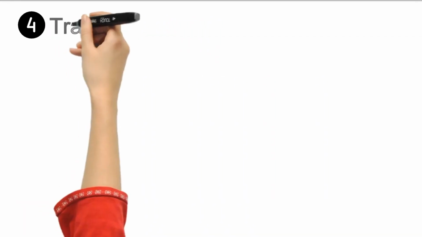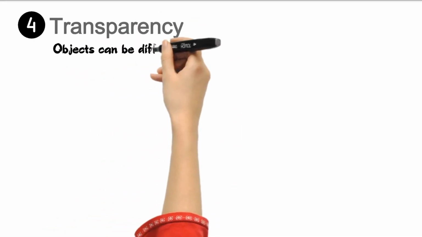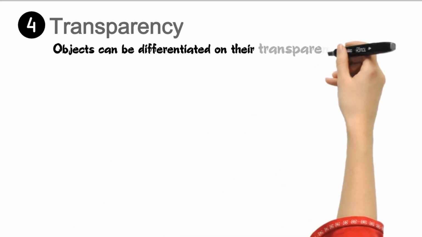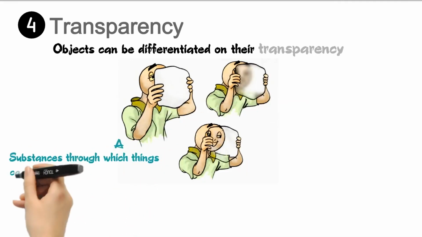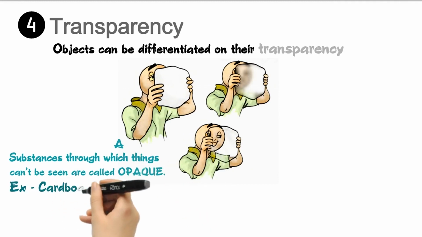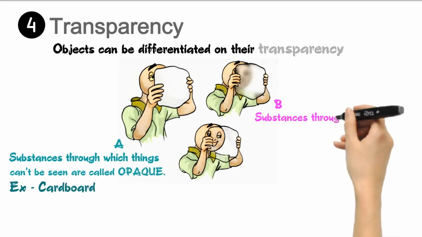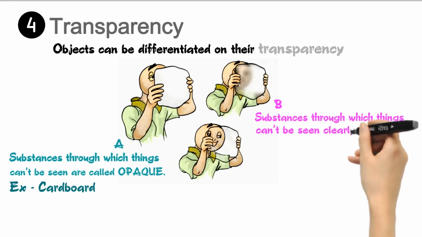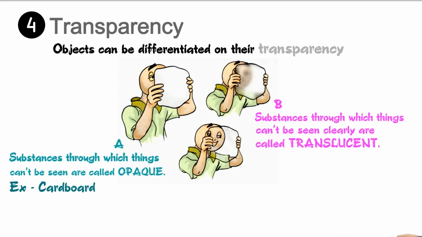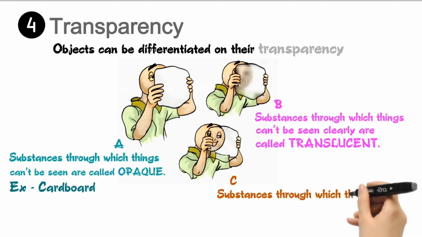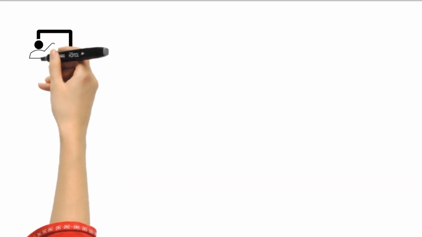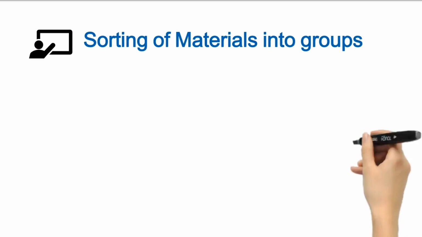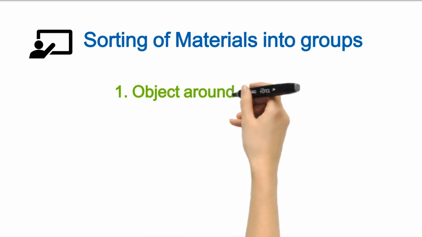Now let's start our fourth property, transparency. Objects can be differentiated on the basis of transparency. First, substances through which things can't be seen are called opaque. Example, cardboard. Second, substances through which things can't be seen clearly are called translucent. Third, substances through which things can be seen are called transparent. Example, glass.